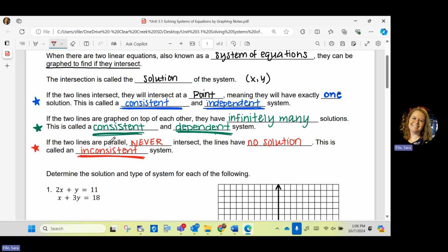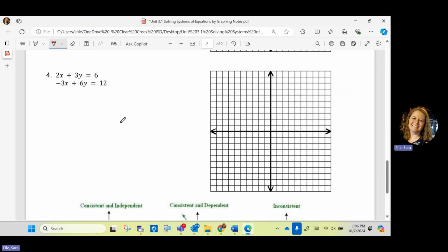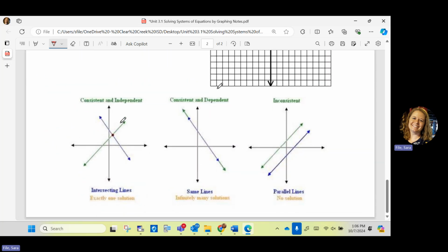I'm going to have you flip over to the back of this before we even look at an example. Flip the page over to the back and look at this visual at the end of today's notes. Right here at the bottom are what those look like. We described them in words, but here's a visual. Consistent and independent means there's two lines and they intersect at one point, and they have exactly one solution because they intersect at one point. So they are consistent and independent.